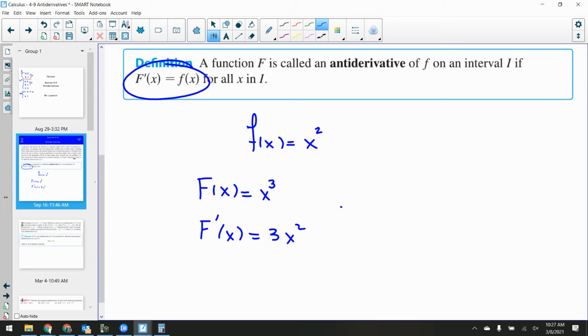Over 3. Dividing by 3. Okay? Does that work? Yes.